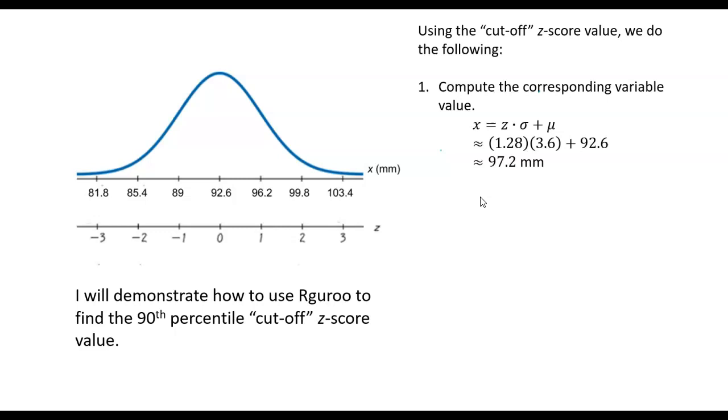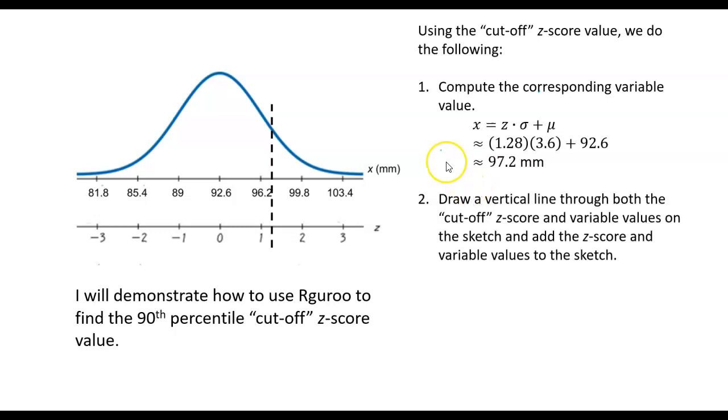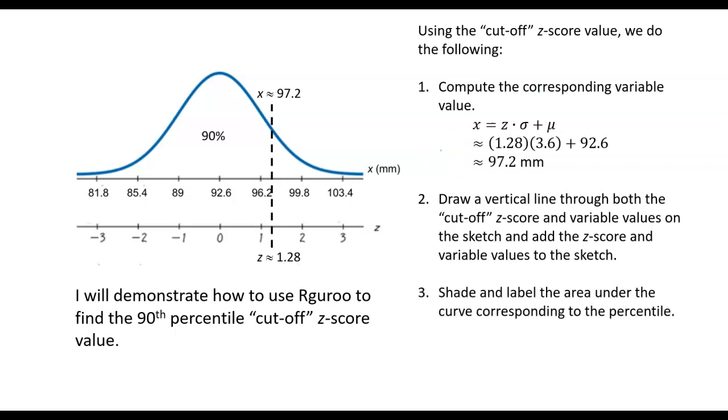The second thing I then do is I draw a vertical line on my sketch through both the cutoff z-score and variable values. I add the z-score and variable value labels to the sketch. And then the last thing I do is shade and label the area under the curve corresponding to the percentile. Now, in this case, I did not shade that area, but you would do so if you were drawing your sketch.